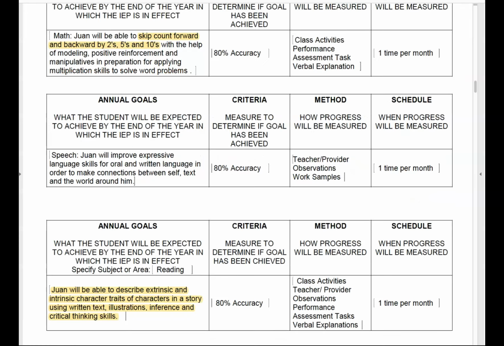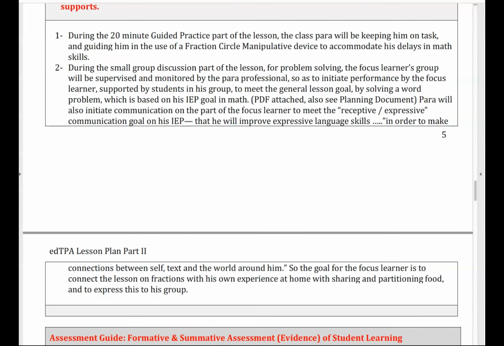Finally, on his IEP under annual goals for speech, there is an expressive language skill that we are accommodating. So our receptive expressive communication goal for this lesson is based on this communication goal on his IEP, that he will improve expressive language skills in order to make connections between self, text, and the world around him. So the goal for the focused learner is to connect the lesson on fractions with his own experience in his home, sharing and partitioning food, and to express this to his group.